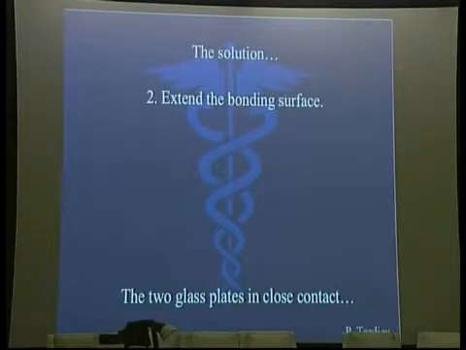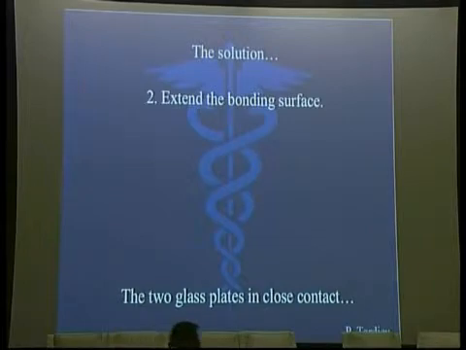The second way to increase the adhesion is to increase the surface which is in contact with the tooth. So if you take two glass plates and you put them in contact with a drop of water in between, you will not be able to pull them apart. You can slide them, but you can't pull them out. Why? Because you have created strong adhesion, not only based on the wettability, but also based on the fact that the surface has been extended.